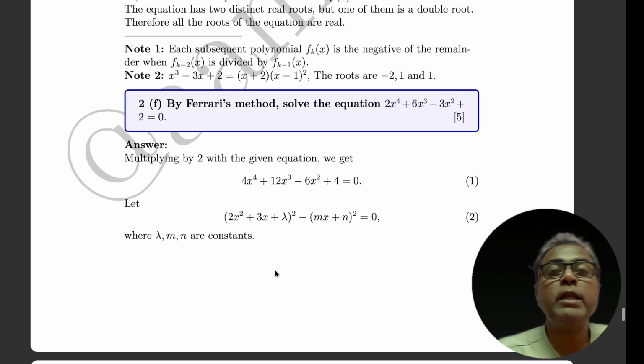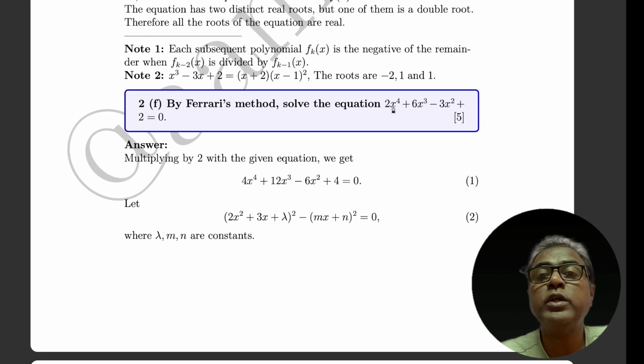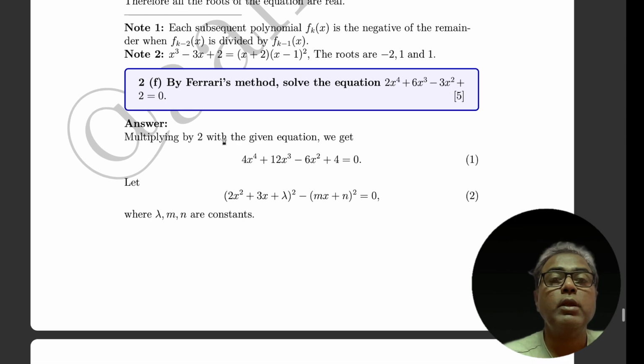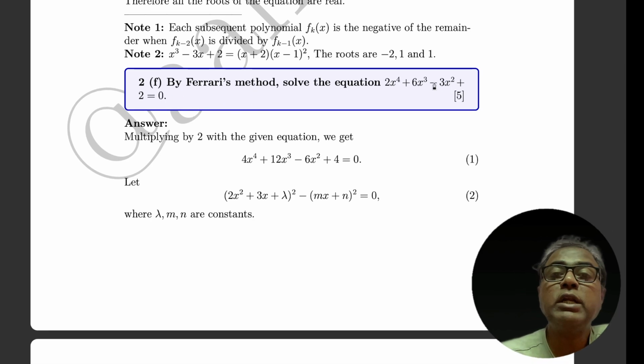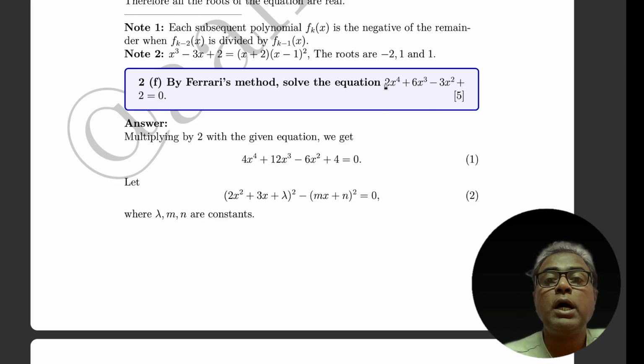Next, question 2f. By Ferrari's method, solve the equation 2x to the power 4 plus 6x cube minus 3x square plus 2 equal to 0. First, we multiply the given equation by 2, because of the 2 in 2x to the power 4. So we get 4x to the power 4, which can be written as (2x square) whole square for the first term.